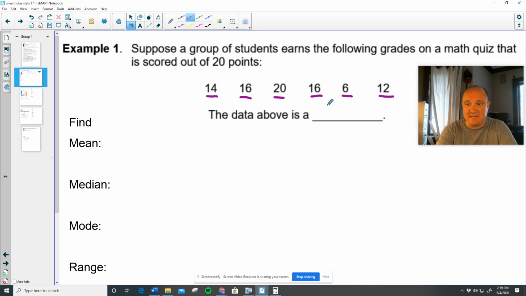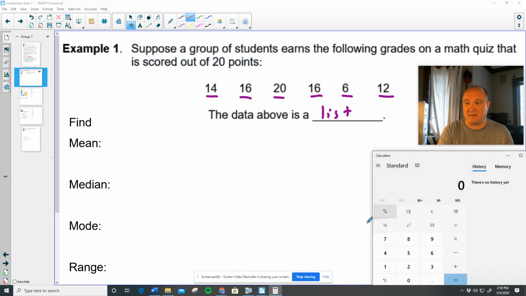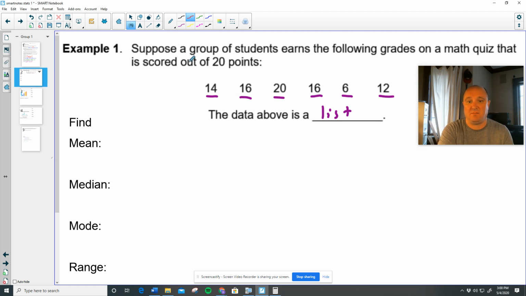When I have data that's just a list of numbers, I'm going to call that data a list. All right, nothing tricky about that. Now, given these 6 data points, I'm asked to find the mean, the median, the mode, and the range. And I'm going to do that using just a standard calculator that you might have on your phone, nothing fancy. All right, so let's look at the first of these, the mean.